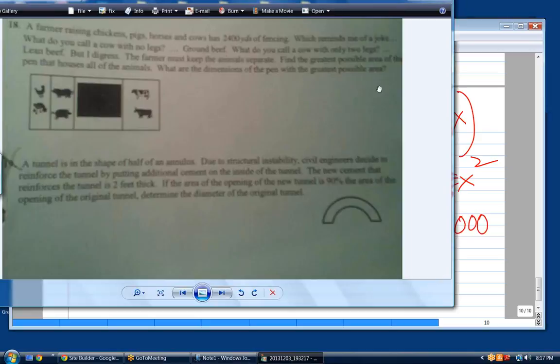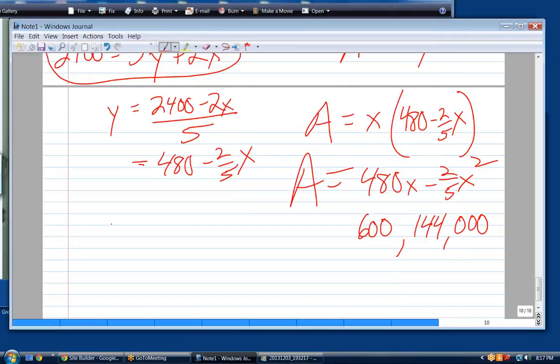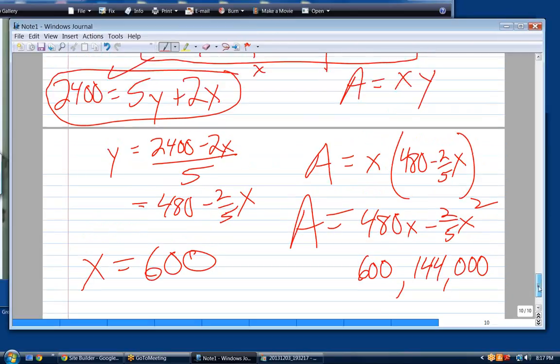So what was the question? The question was, what are the dimensions of the pen with the greatest possible area? So X was 600. Yeah. So now we need Y because we need the full dimensions.